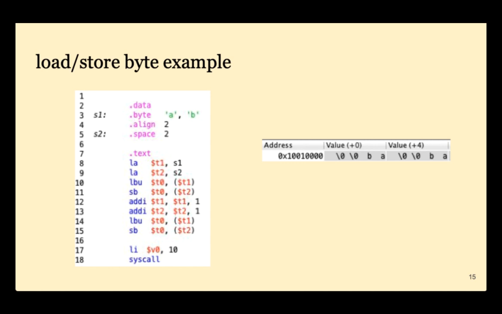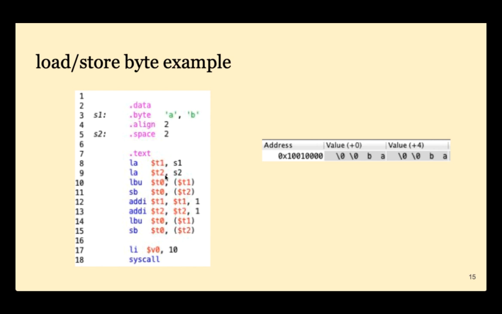Here's a simple load byte, store byte example. First, we define a couple of bytes in memory, A and B, and we see those are placed here. Then we say dot align 2, which indicates that the next item should start on the next word boundary. So we'll skip over this part and have a space here, which initially would be zeros before the program is run. So we're loading the address of S1 and S2 into T1 and T2.